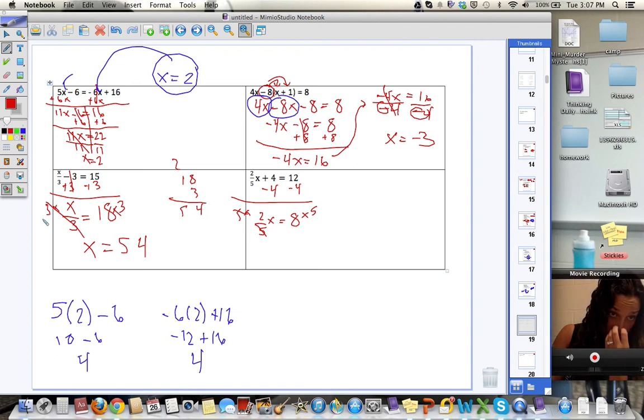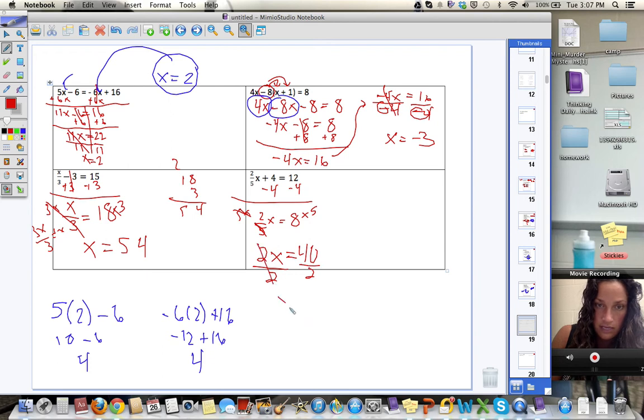So if I think about this, this would have given me 3x divided by 3. 3 divided by 3 is 1x, which is just x. Same here. They're just going to cancel. So then I'm going to be left with 2x equals 8 times 5 is 40. Now this looks just like over here. Then I divide by 2. These will cancel. X equals 20.